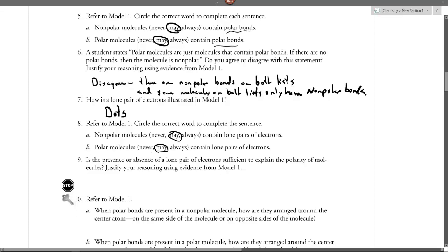Is the presence or absence of a lone pair of electrons sufficient to explain polarity? No. Some don't have them on both lists. All right.